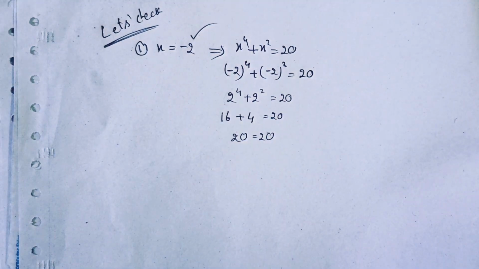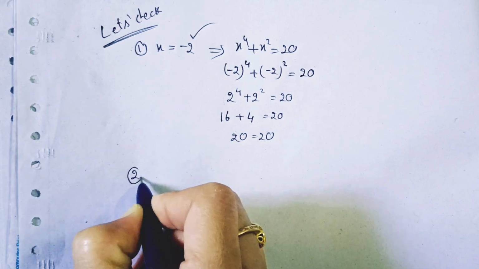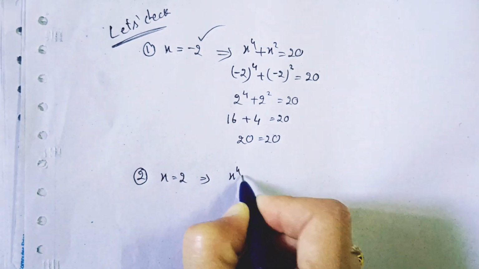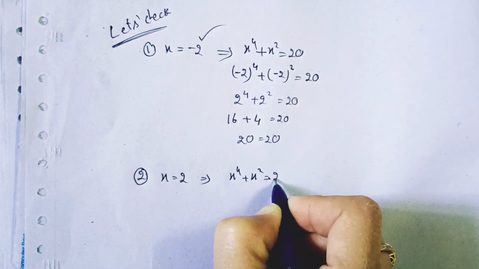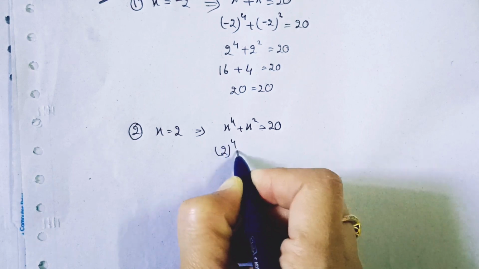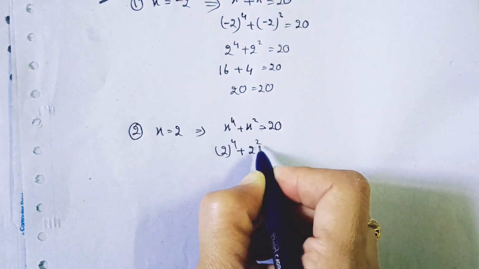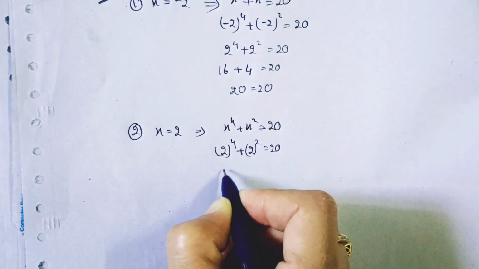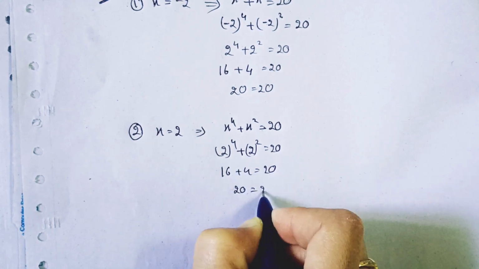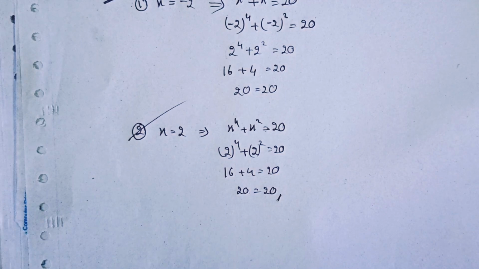This value is correct. Let's check the second value, x equal to 2. x to the power 4 plus x squared equal to 20. In the place of x we put 2: 2 to the power 4 plus 2 squared equal to 20, means 16 plus 4 equal to 20, 20 equal to 20. This is also correct.